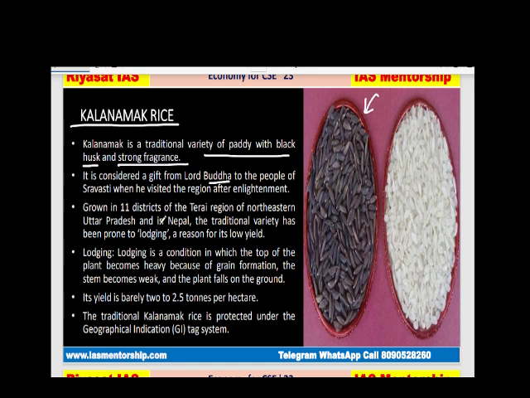It is considered a gift from Lord Buddha to the people of Shravasti when he visited the region after enlightenment. When Buddha got enlightenment, he visited the Shravasti region and gave Kala Namak rice. It is said like this. It is grown in 11 districts of the Terai region, the lower river valley parts of northeastern Uttar Pradesh and in Nepal. Okay? So you need to understand it.